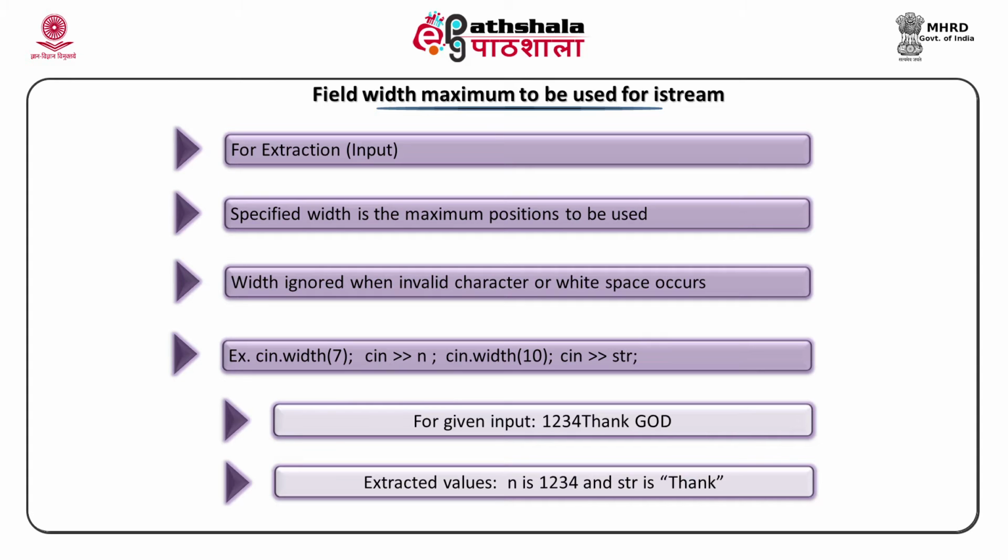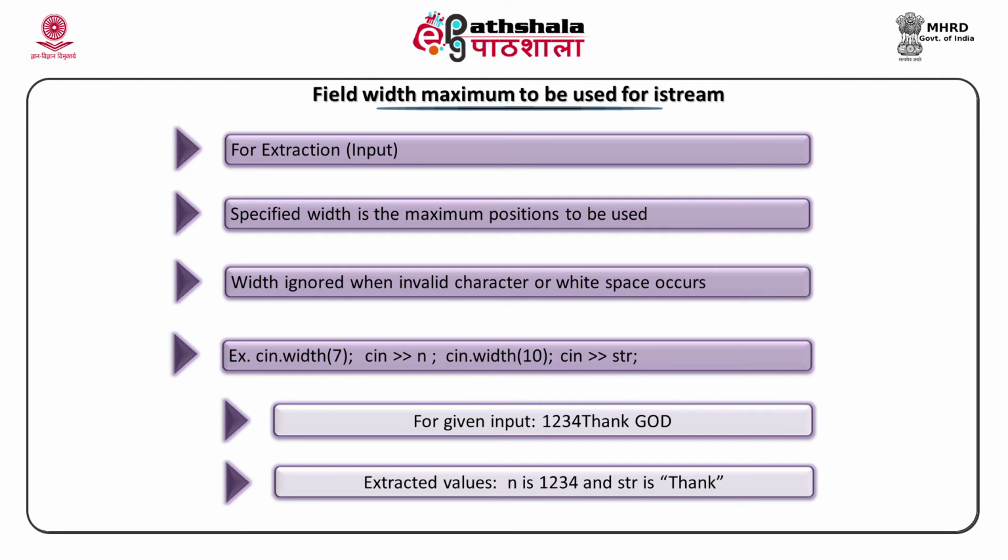In that case, for n I have specified width 7, that means it should scan 7 characters. But after 1234, it gets invalid character t for the numeric, and therefore, even though I have specified width 7, it stops at t and the value extracted will be 1234 in n. For str, we have specified width 10, that means it should scan maximum 10 characters. Now, here it will start from t, but the extracting will stop at space, because space is the terminating character when we use extraction, and therefore, the str content will be just THANK. Even though we have specified width 10, it will extract only 5 characters. So, this is how width can be used.